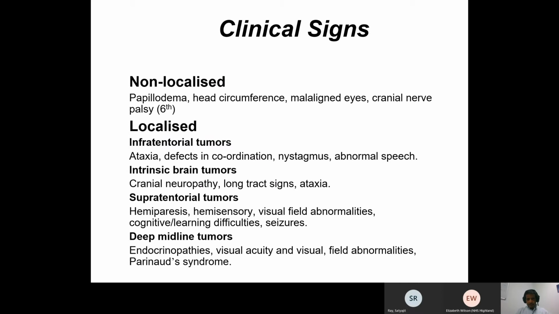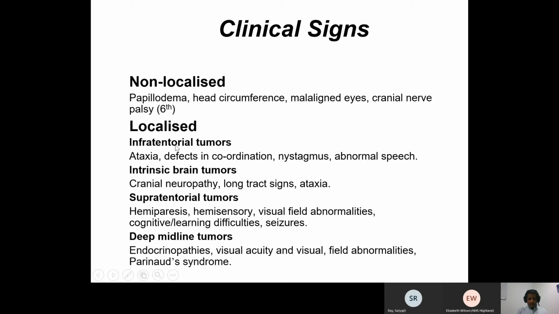Then when you're examining the children, you're looking for symptoms and also signs. Non-localized signs are when you examine a child with a headache and vomiting, if you have papilledema, or if the child's head circumference is increasing, or squinting of the eyes is there, and then cranial nerve palsy, especially the sixth nerve, the abducens nerve. So that means there is something happening inside the brain.